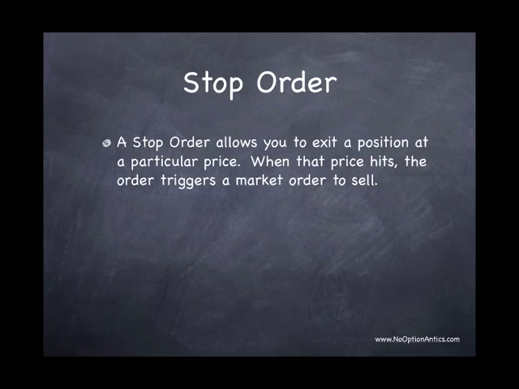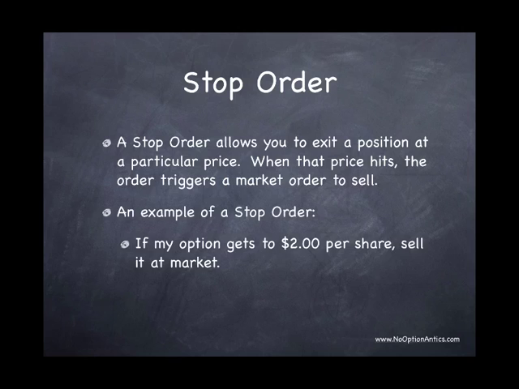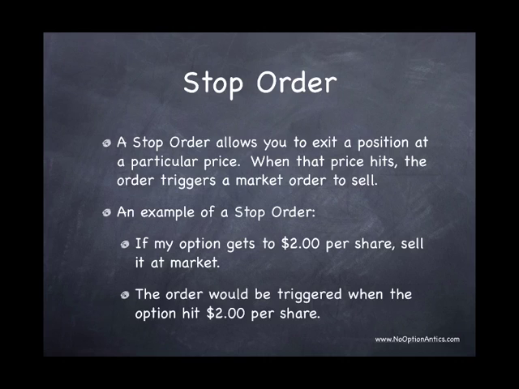The stop order. A stop order allows you to exit a position at a particular price. So you place this order, and it triggers the order as a market order to sell. An example is, if my option gets to $2 per share, sell it at the market. So what happens is the order would be triggered when the option hit $2. Now, for a stop order, what can happen is something can gap against you. If one day the option is trading at $3 and the next morning it gaps down to $1, your stop order would be triggered, but you would be out at $1.